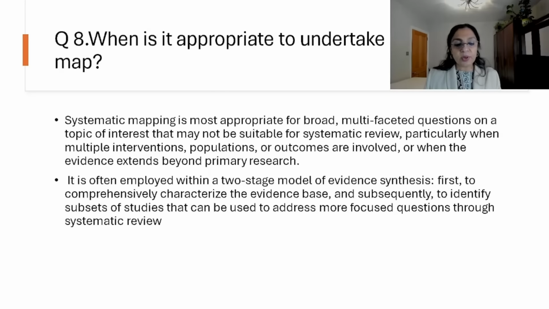It is often employed within a two-stage model of evidence synthesis. First, to comprehensively characterize the evidence base, and subsequently to identify subsets of studies that can be used to address more focused questions through systematic review. In my experience, I find this two-stage model is very useful. And often when we do not have a focused systematic review question, the mapping really helps to narrow down the area to synthesize.